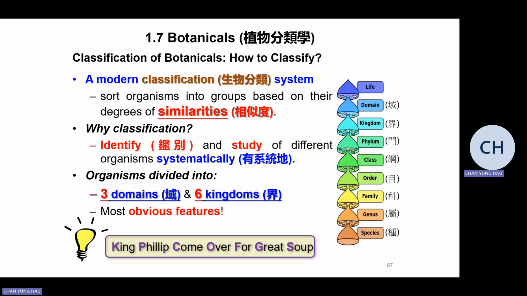To classify botanicals is a kind of modern classification system, based on the degree of similarities of the botanicals. Why do we need to classify them? Because we want to name, to identify, and to study different organisms systematically. Simply, we can divide organisms into three domains and six kingdoms. That is the most obvious feature.